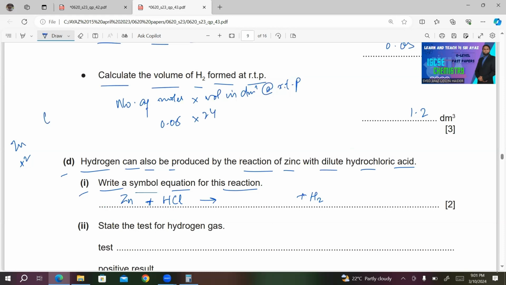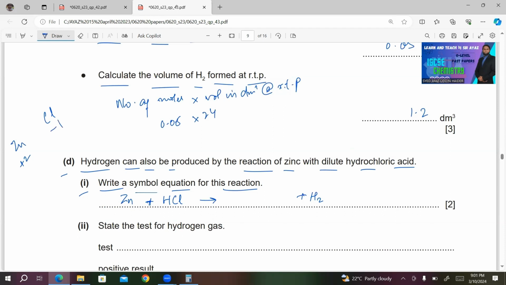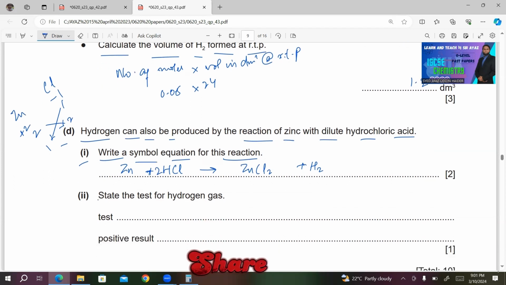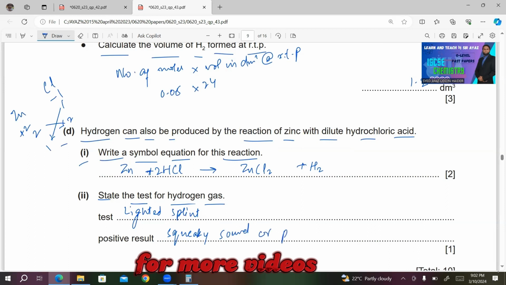What about chlorine? Chlorine belongs to group 7. So it must have -1. Ignore the charges. So these subscripts will be exchanged. And finally, you will get ZnCl2. Let's balance the equation. So I will place 2 before HCl. It's balanced now. Number 2, state the test for hydrogen gas. Test is lighted splint and we'll hear a squeaky pop sound.